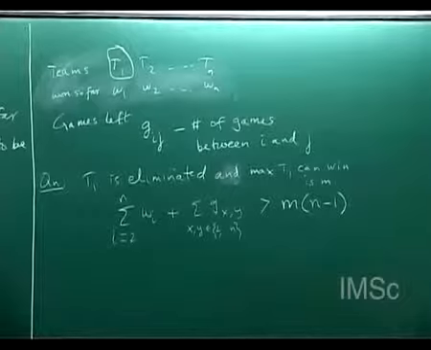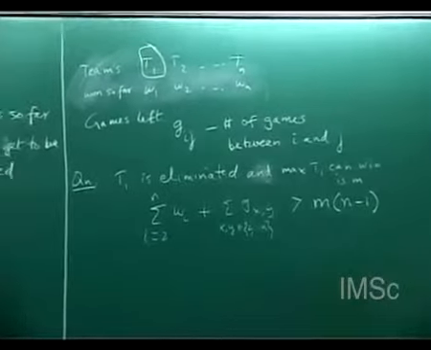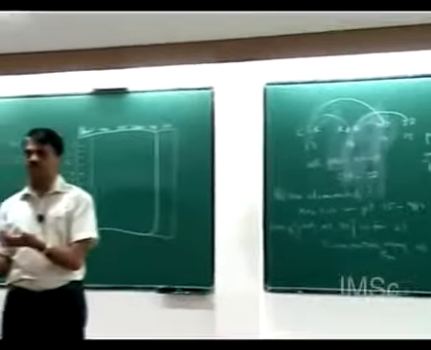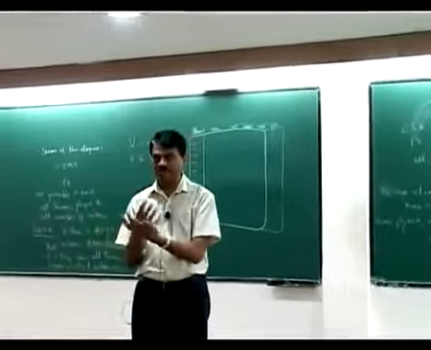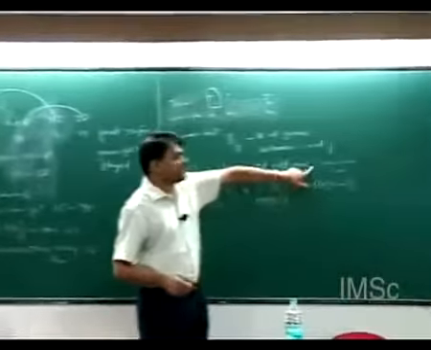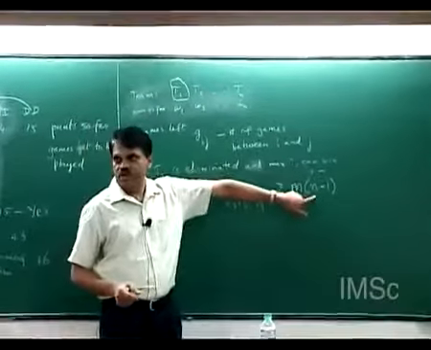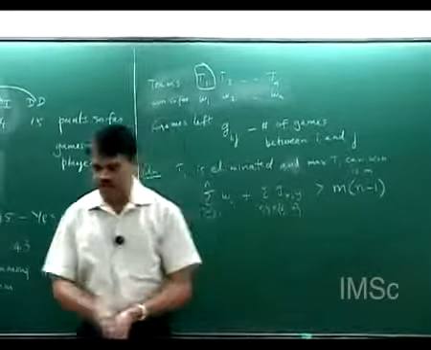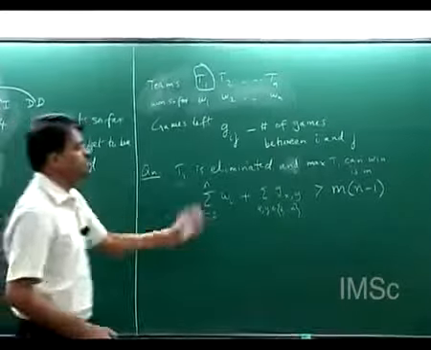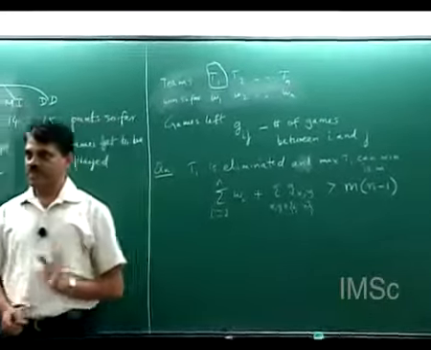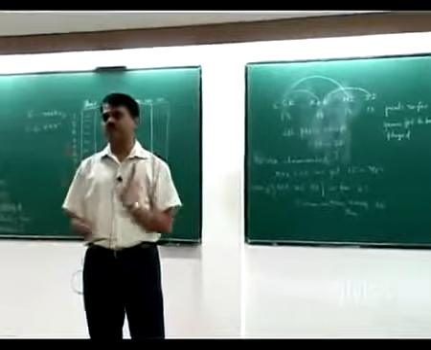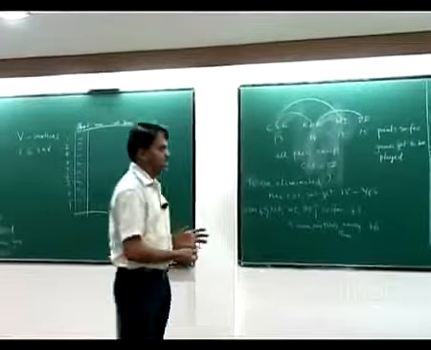So what we observed is that if the remaining teams together, the total points they have won plus the number of games among them to be played, that total number is greater than m times n minus 1, where m is the maximum T1 can win, then however you distribute this, at least one of them will get greater than m. So T1 is eliminated. This is one sufficient condition. The question is, is it necessary? Is this the only way you get T1 eliminated?